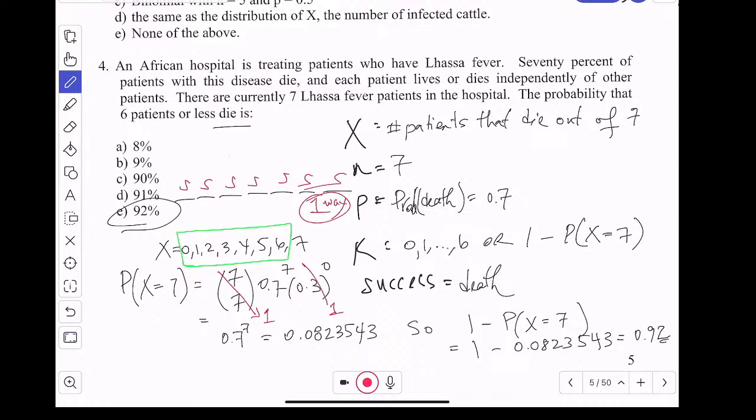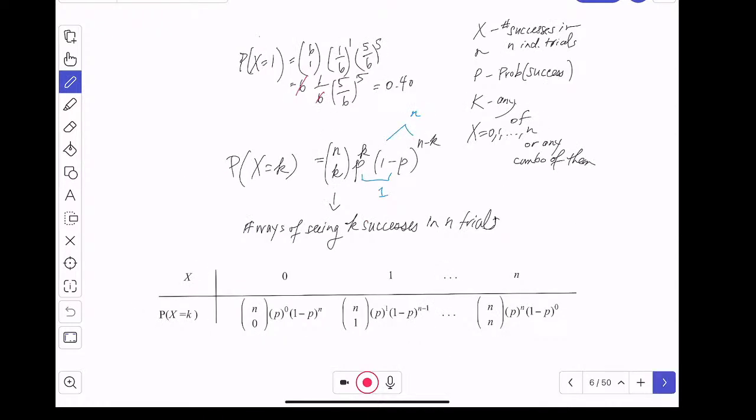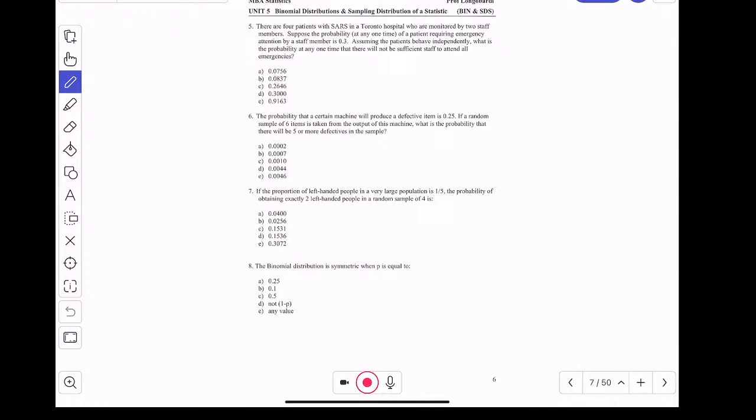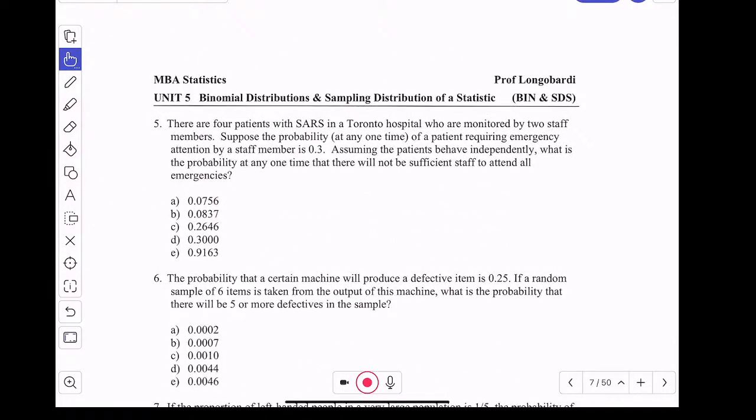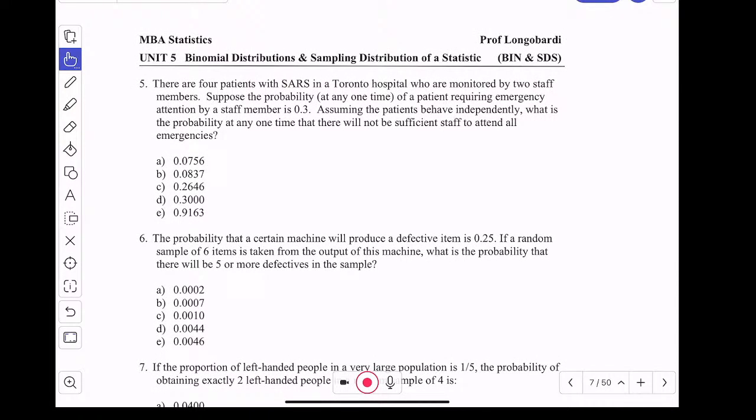Let's do one more and then we're going to go. Or maybe 2 more. So try this.